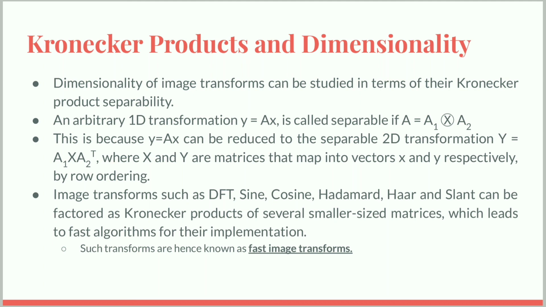Image transforms such as discrete Fourier transform, sine transform, cosine transform, Hadamard, Haar, and Slant can be factored as Kronecker products of several smaller size matrices. Therefore, all these transformations are fast transformations because they lead to fast algorithms for their implementation. Such transforms are known as fast image transforms.